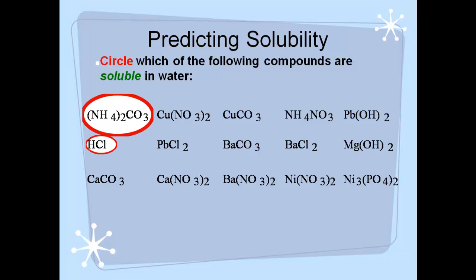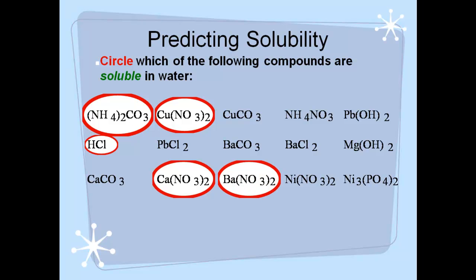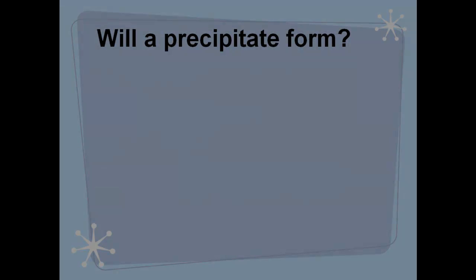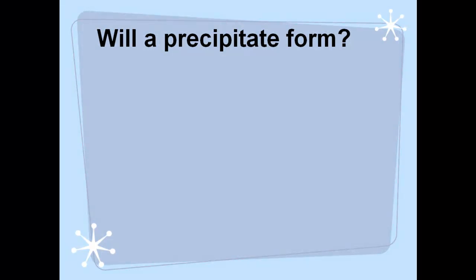Ammonium carbonate, soluble in water. So is hydrochloric acid. You should have gotten copper(II) nitrate as a soluble compound, and calcium nitrate. Barium nitrate is also soluble, along with ammonium nitrate. Barium chloride is also soluble in water, and so is nickel(II) nitrate. I hope you were able to go through, look at your solubility rules, and identify the soluble compounds in this slide. So, will a precipitate form?